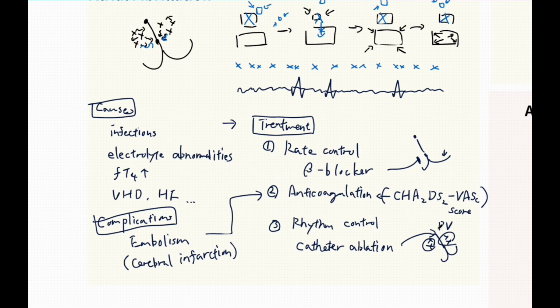Before moving on, let me briefly explain why intervention for the underlying cause is so important in daily practice. First, infection. Fever and systemic inflammation increase sympathetic tone and often trigger atrial arrhythmias. If a patient has pneumonia, a urinary tract infection, or sepsis, treating the infection itself can significantly improve rate control. Second, electrolyte abnormalities. Hypokalemia and hypomagnesemia are common and easily overlooked triggers. Always check electrolytes and correct them early, especially in patients with persistent tachycardia.